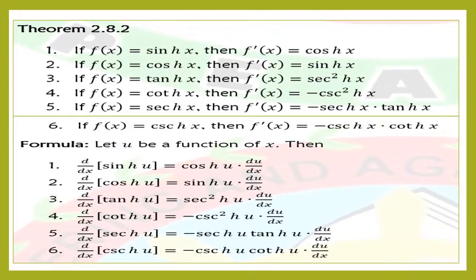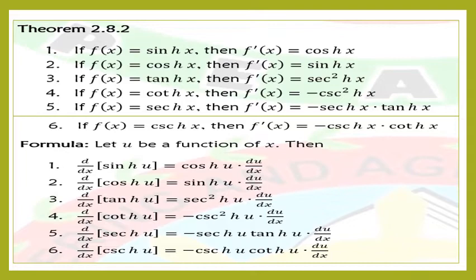In theorem 2.8.2, if f of x is equal to the hyperbolic sine function of x, then yung derivative niya is hyperbolic cosine of x. If f of x naman is equal to the hyperbolic cosine of x, then yung derivative niya is hyperbolic sine of x. So, sine, ang derivative niya is cosine. Ang cosine, ang derivative niya is sine. And then, hyperbolic tangent function naman, ang derivative niya is hyperbolic secant squared of x.